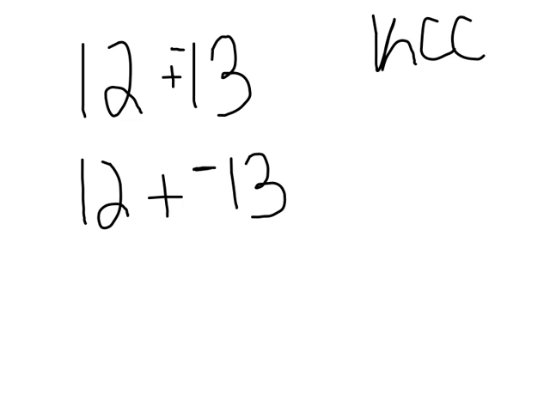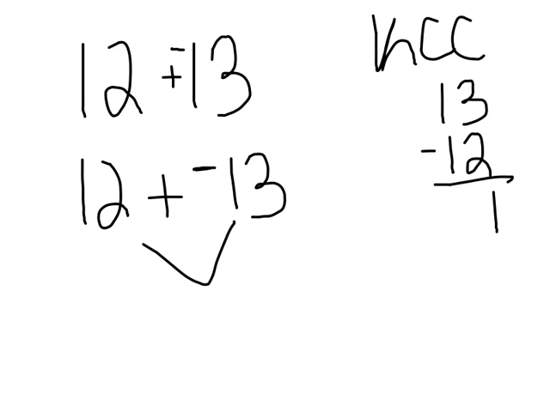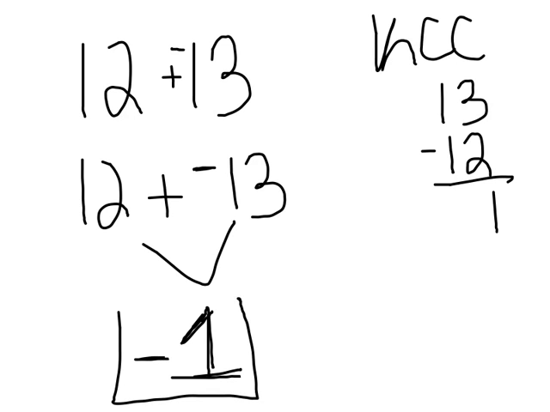Now, since my signs are different, I know that I'm going to take the difference, which means to subtract. 13 minus 12 is going to leave me with 1. And now I'm going to look. I know that by taking away 13, which is larger than 12, my final answer is going to be negative, since 13 is the larger number. So my final answer here is -1.